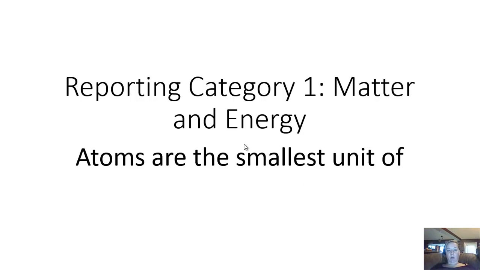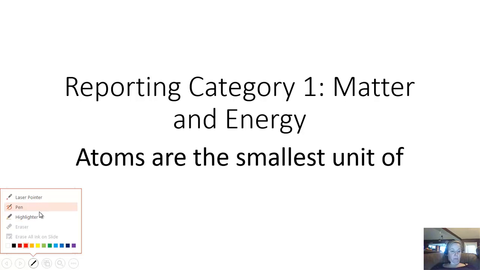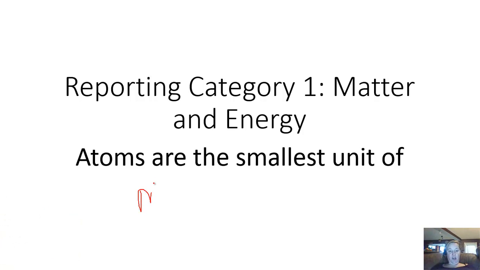Okay, so we are on reporting category 1, matter and energy. And atoms are the smallest unit of matter. We cannot break an atom down into anything smaller. In other words, we can't take oxygen and make oxygen into baby oxygens. It just doesn't work like that. So atoms are the smallest unit of matter.